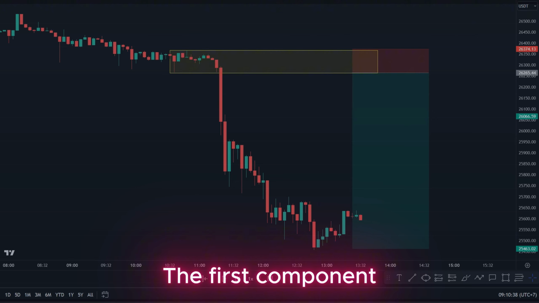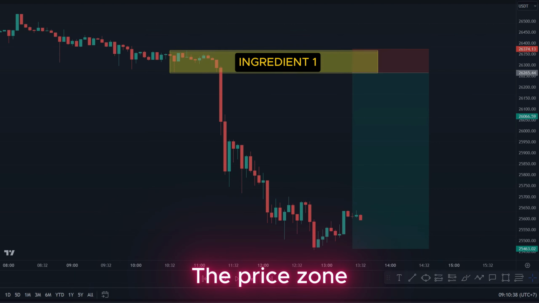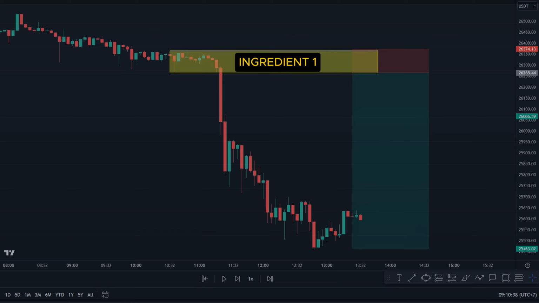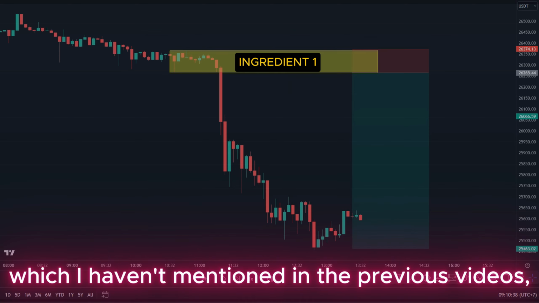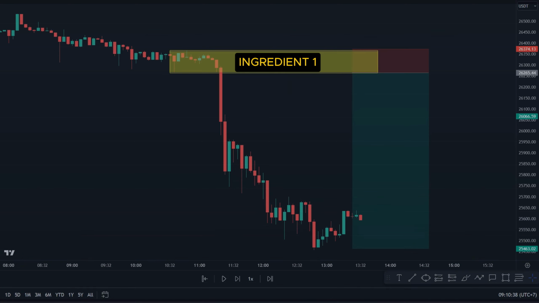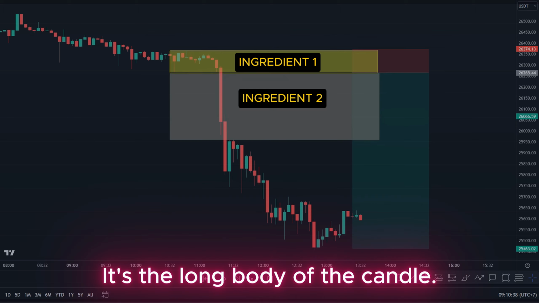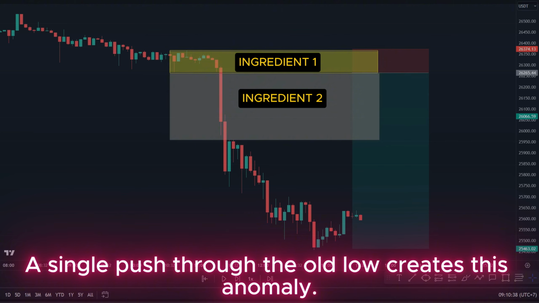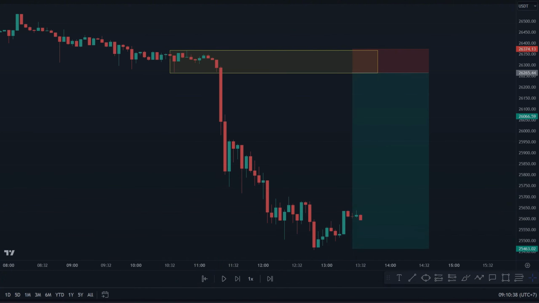The first component is what we've all seen, to place an order like this, and that is right here. The price zone, from the important key level to the old bottom like this. The second component, which I haven't mentioned in the previous videos, is right here. It's the long body of the candle. A single push through the old low creates this anomaly here.